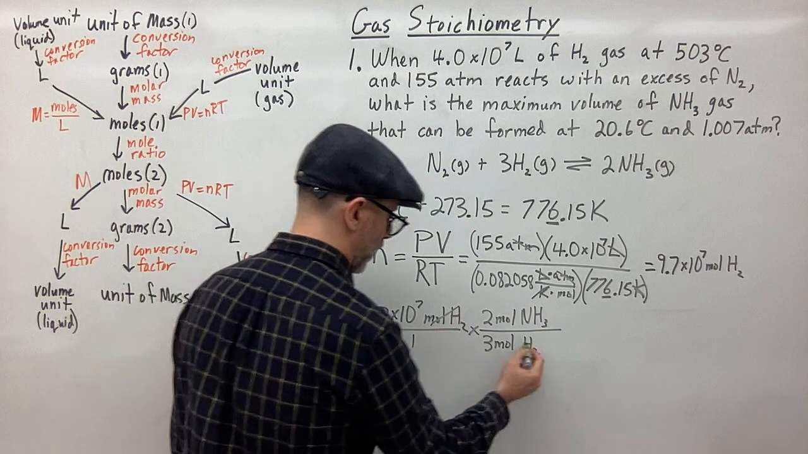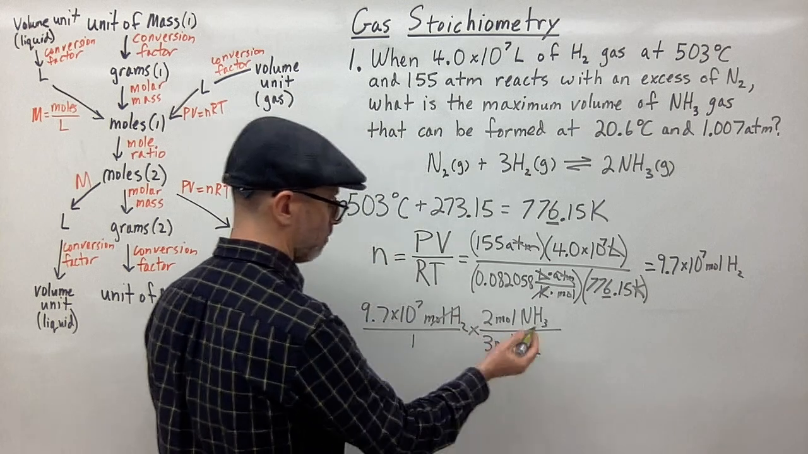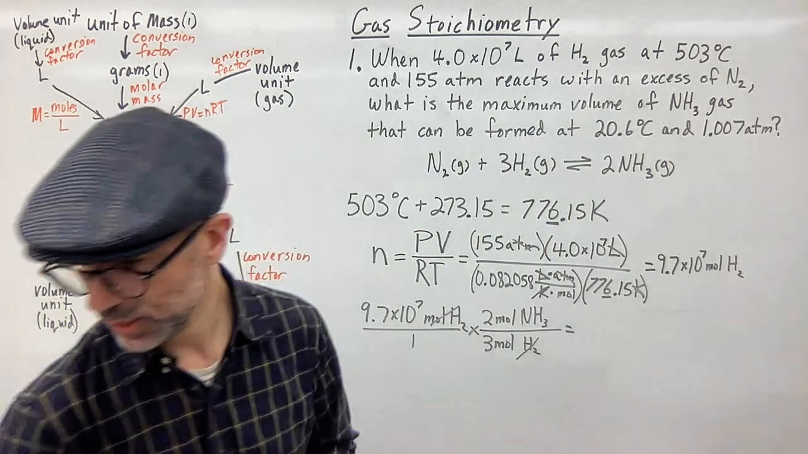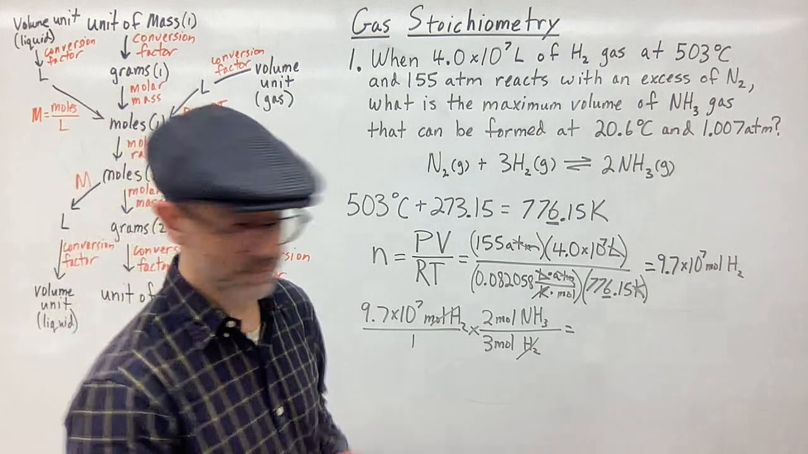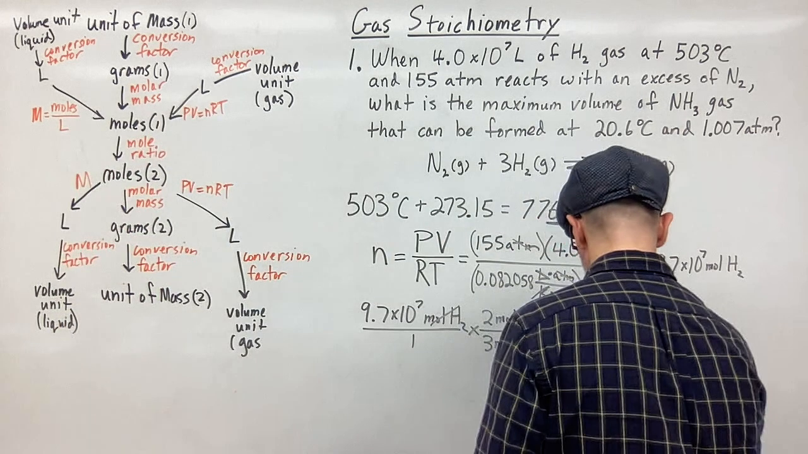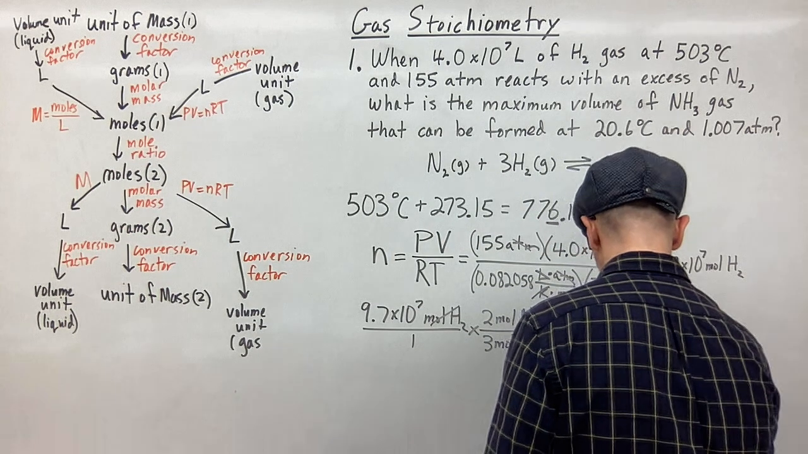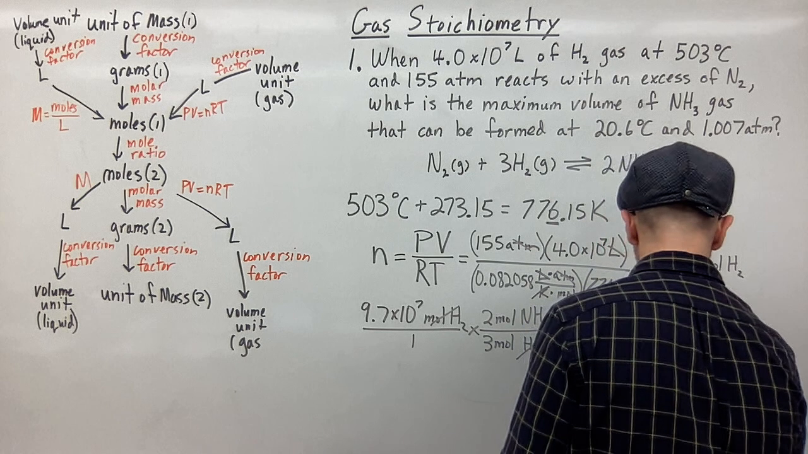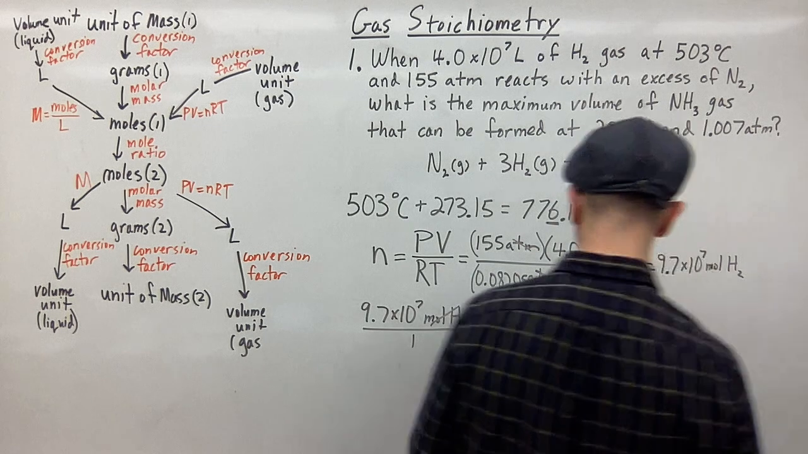So moles of hydrogen cancel out. Now we have moles of NH3. And when we calculate that out, we get 6.5. So that's going to be 6.5 times 10 to the 7 liters of ammonia.